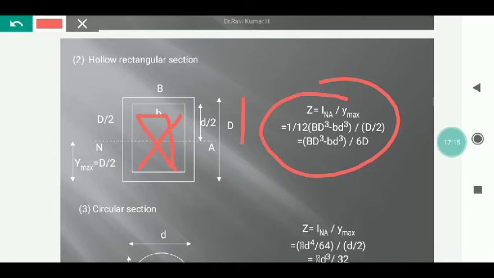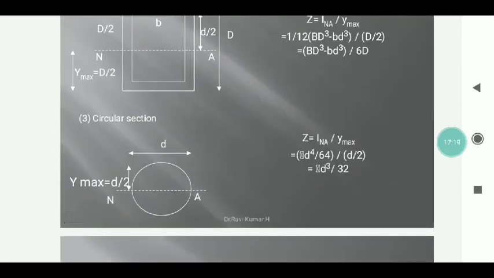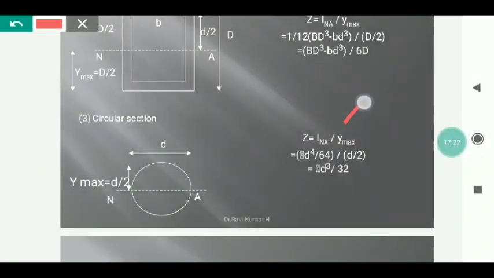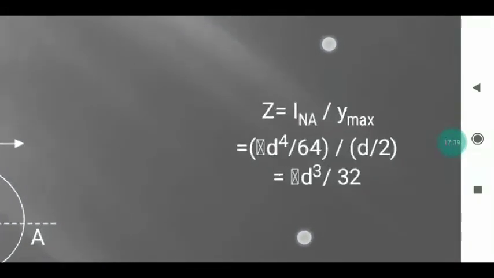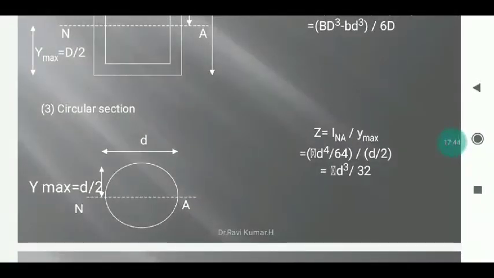In a similar way, we have the next kind of section, the circular section. In the first semester Building Structures, we understood that the moment of inertia of a circular section is pi d to the power 4 by 64, and the distance y max is d by 2. So the formula to remember is that the section modulus of a circular section is pi d cubed by 32.